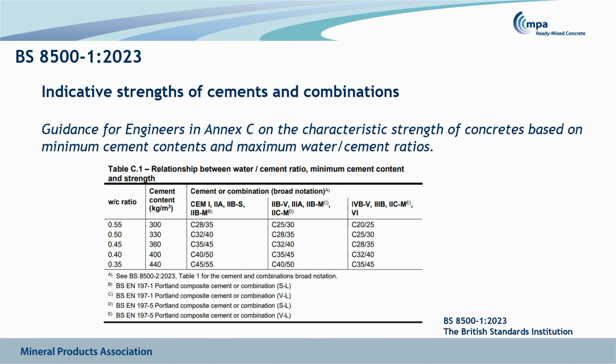One of my colleagues said it was a joke, but I think there's probably an element of truth in it, that structural engineers buy BS 8500, tear out Annex A and throw the rest in the bin. That is how they use it. So to get around this and to give engineers some sort of guidance as to the likely strengths they can expect from these concretes, we've included table C1.